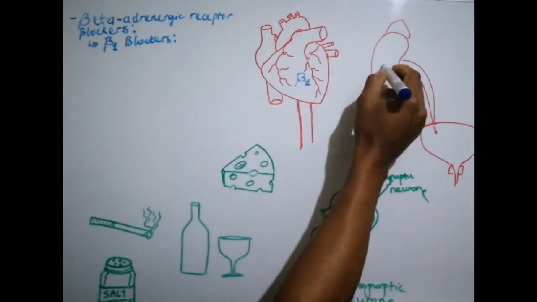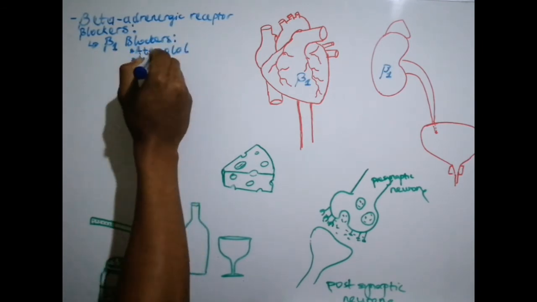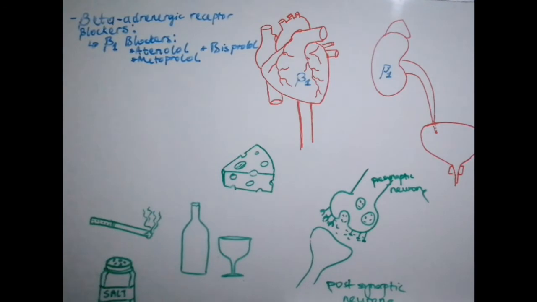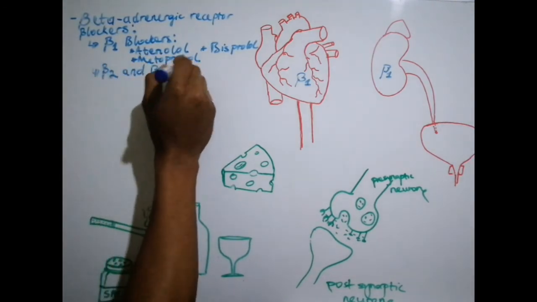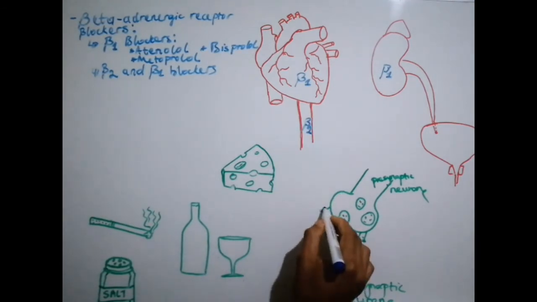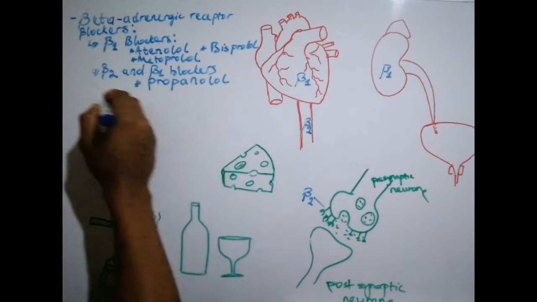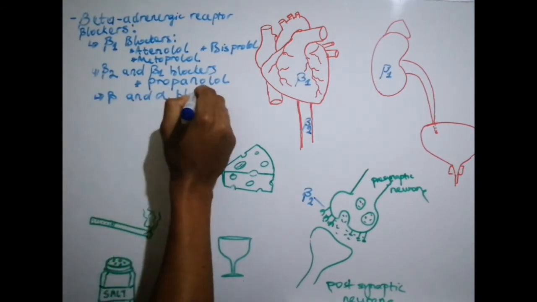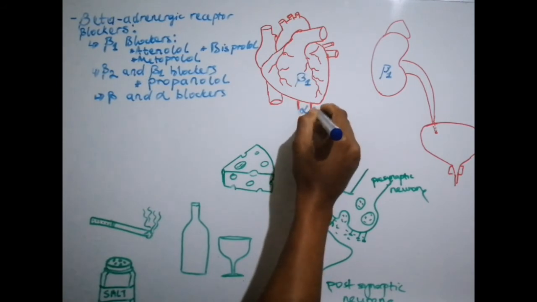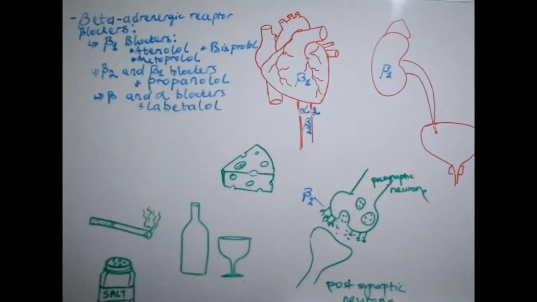Some block only beta-1 receptors, which are found on the heart, smooth muscles, and kidneys. Examples are atenolol, metoprolol, bisoprolol. Some block both beta-1 and beta-2. Beta-2 are found on vascular smooth muscles and on presynaptic adrenergic neurons. Examples include propranolol. Some block both beta and alpha receptors. Alpha receptors are found on blood vessels.